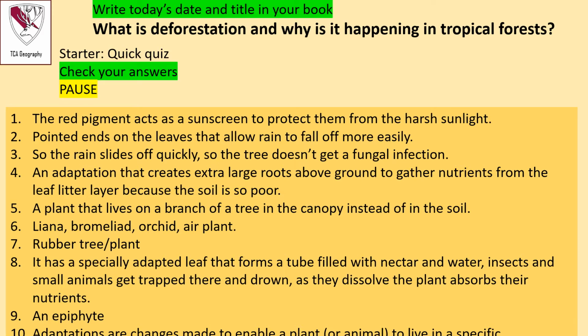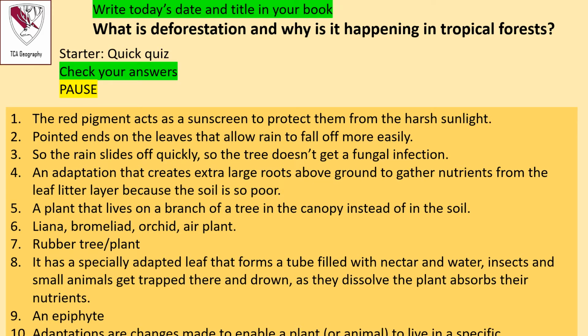Number 3, the trees have a smooth bark so that the rain slides off quickly, so the tree doesn't get a fungal infection, which could damage or even kill the tree. Buttress roots are a type of adaptation that creates extra large roots above the ground to gather nutrients from the leaf litter layer because the soil is so poor.